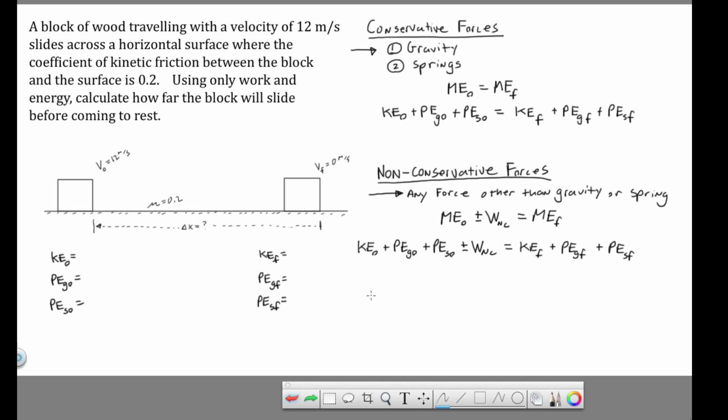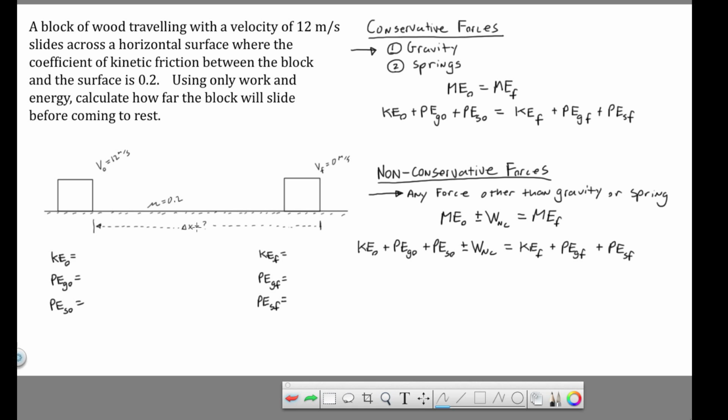Okay, so here we have a block traveling at 12 meters per second across a horizontal surface, and we're given the coefficient of kinetic friction as 0.2. We're told that the block slides across this horizontal surface and comes to rest at an unknown distance from the starting point. And from this information, we're asked to solve for how far the block slides.